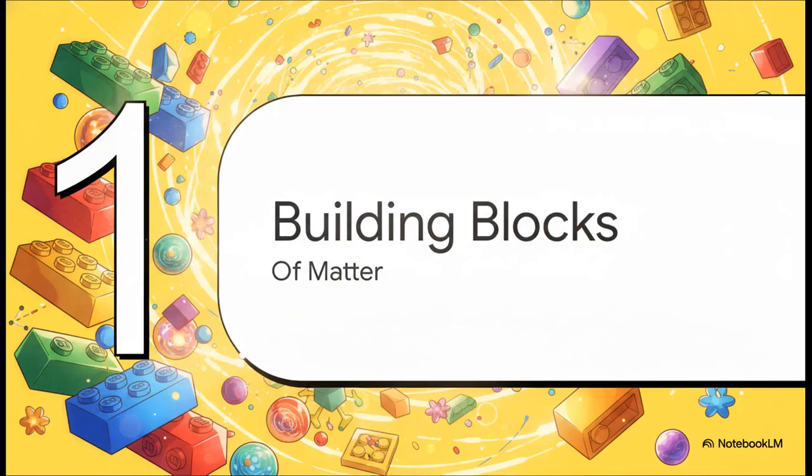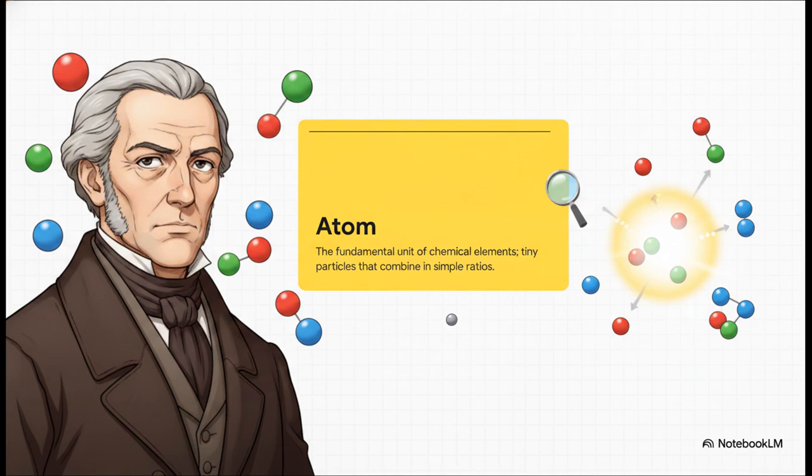Section 1, the building blocks of matter. Okay, so to understand the really complex stuff, we need to quickly revisit John Dalton's foundational atomic theory. Basically, all matter breaks down into these discrete, tiny units called atoms. Think of them as the ultimate Lego pieces of the universe. They're indestructible particles that combine in simple whole number ratios. They rearrange to form new things, sure, but they are never fundamentally destroyed in the process.